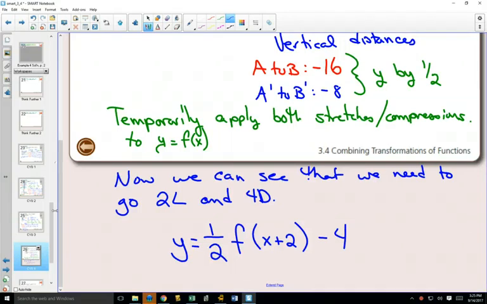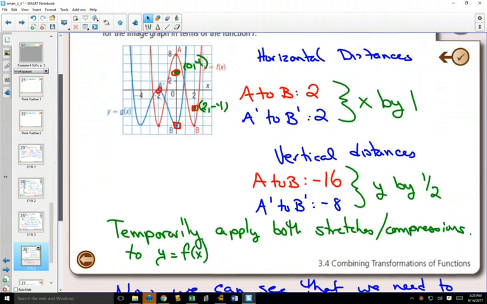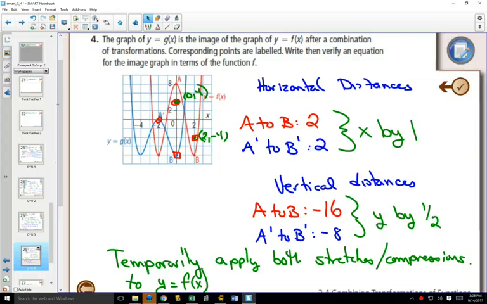So to recap, what we did was first we figured out our stretches and compressions. Then we temporarily applied that to our original graph to see where those points would have gone. And that's where I did those green points on the graph. Because it's very hard to see how something has been moved left, right, up, and down without doing that. And then once you have those green points, now you can see that you can move the same amount left and the same amount down and end at the blue points, A prime and B prime. And once that, then you can write your equation.